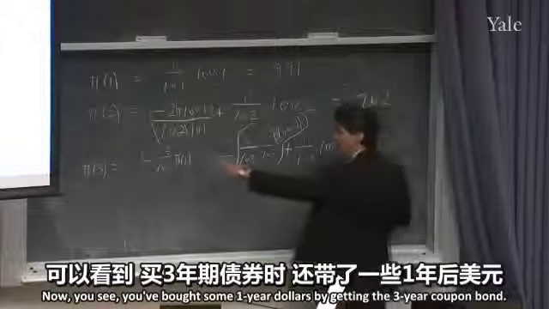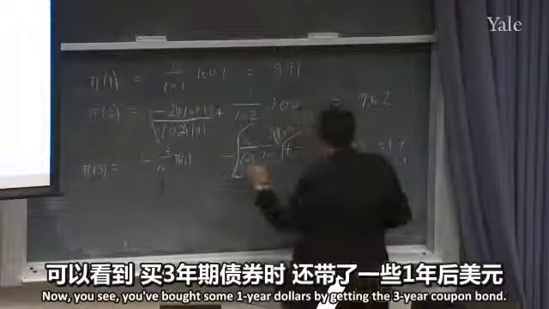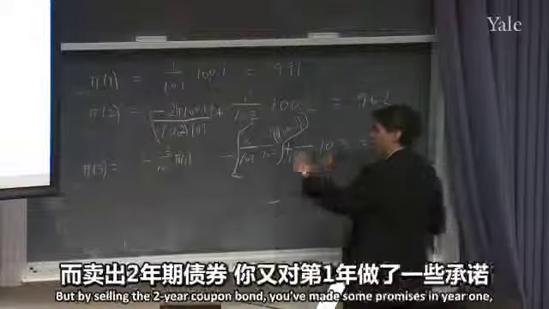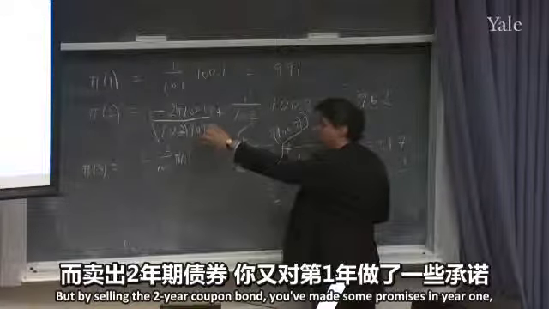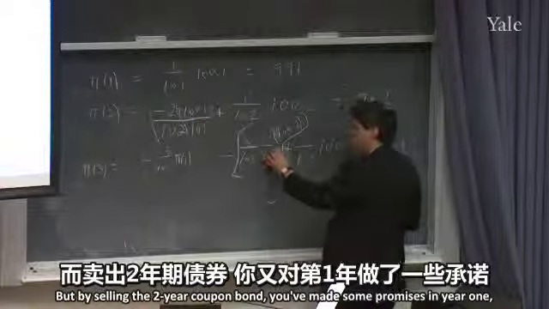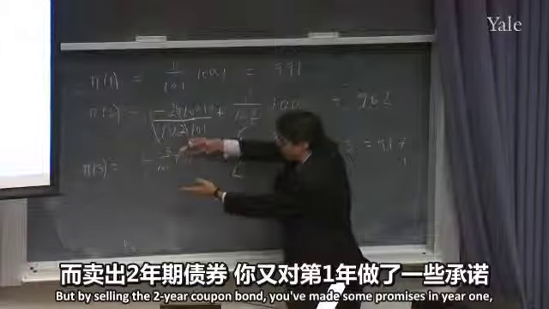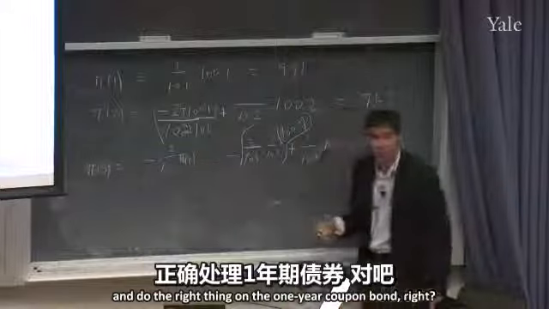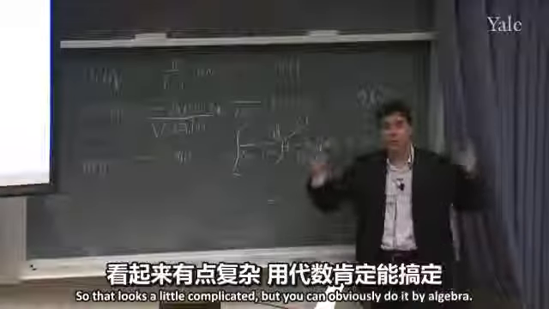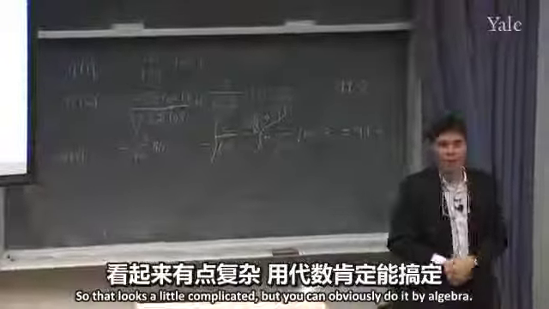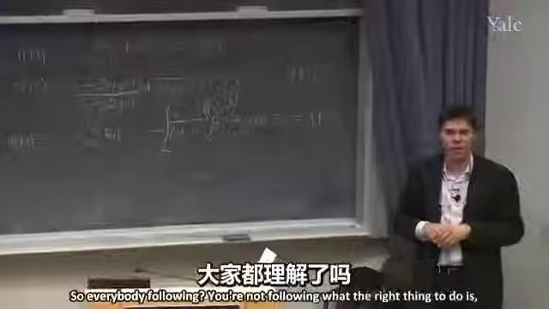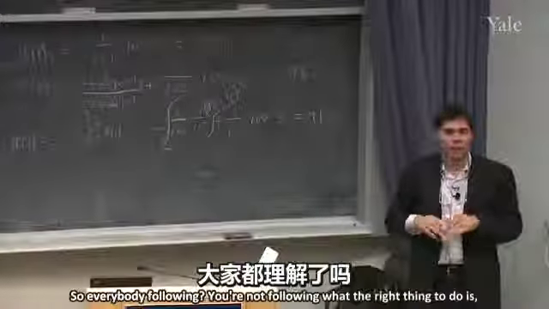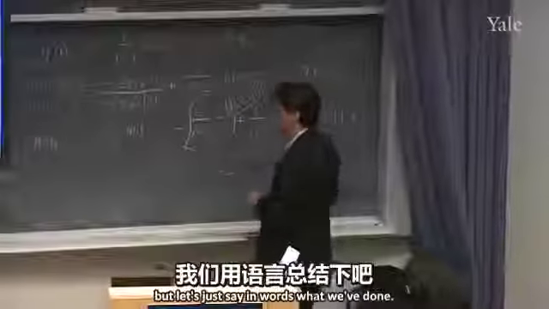But now what do you have to do? Now you see you've bought some 1-year dollars by getting the 3-year coupon bond, and you've sold off some, but by selling the 2-year coupon bond, you've made some promises in year 1. So you've got to net out all those things and do the right thing on the 1-year coupon bond, right? So that looks a little complicated. But you can obviously do it by algebra. So everybody following?